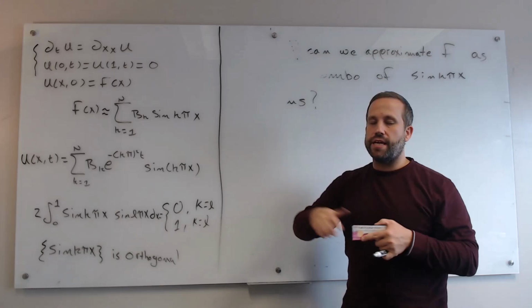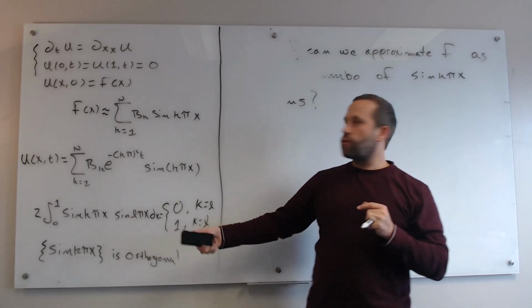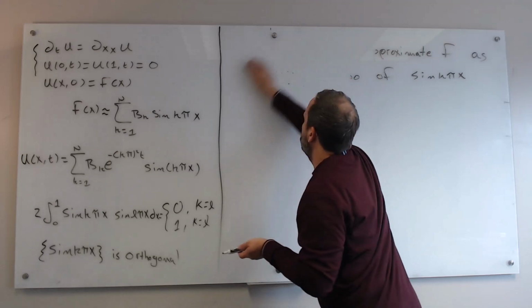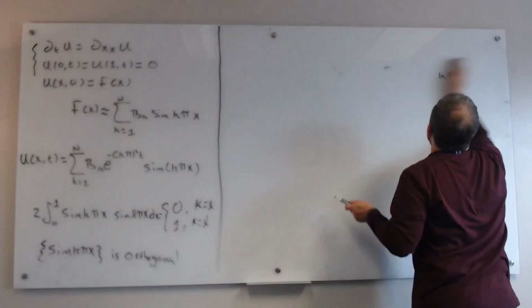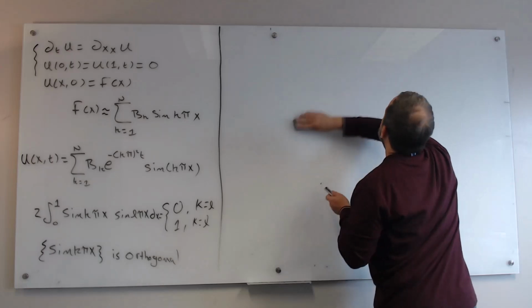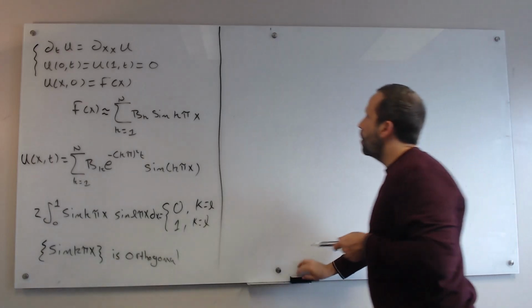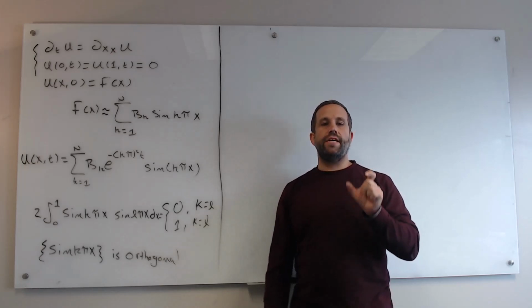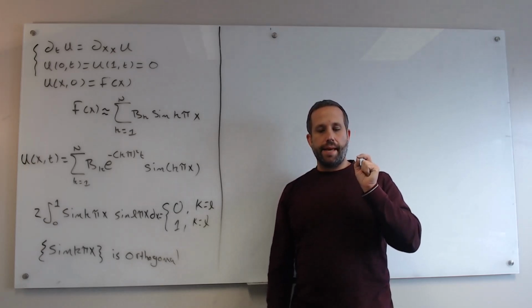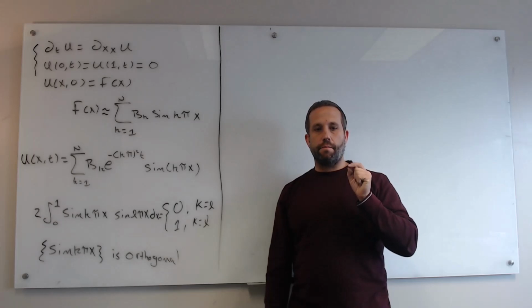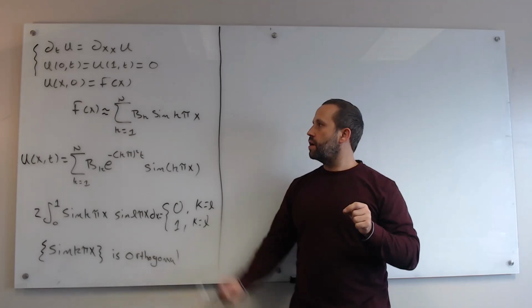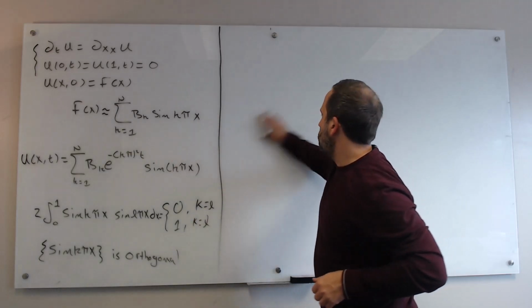Okay, but the question is, what if f is not literally a linear combination? What are the bk's going to be? And it turns out the bk's are going to be the same exact thing. So let me explain why that is now. This is also going to explain one of the ways in which f of x can be approximated to an arbitrary precision with these linear combinations of sine functions.